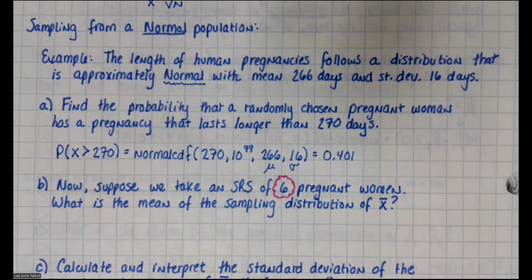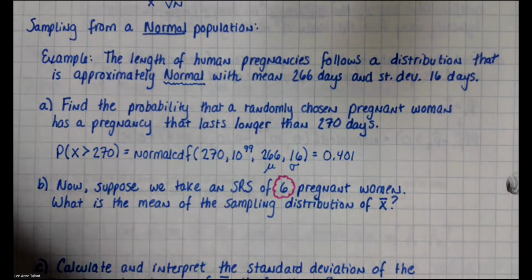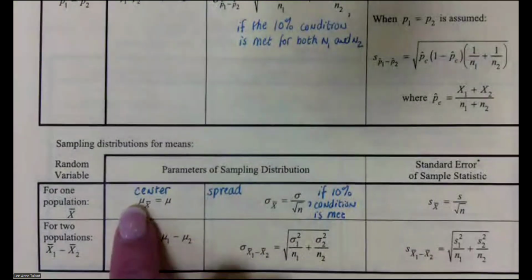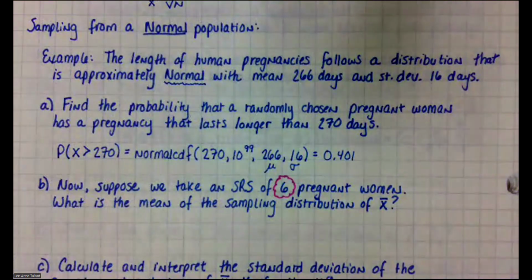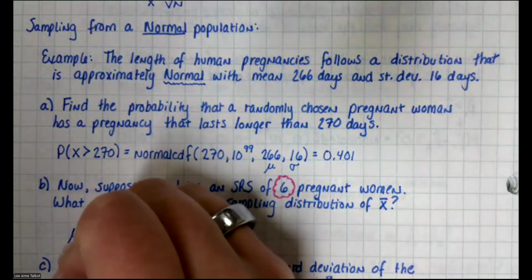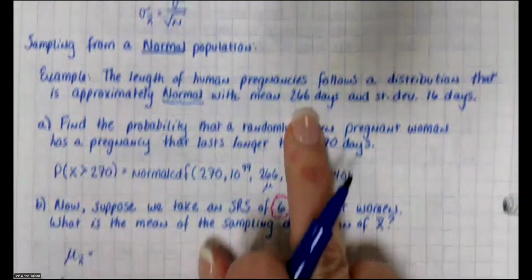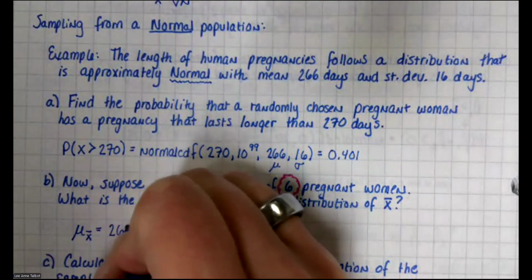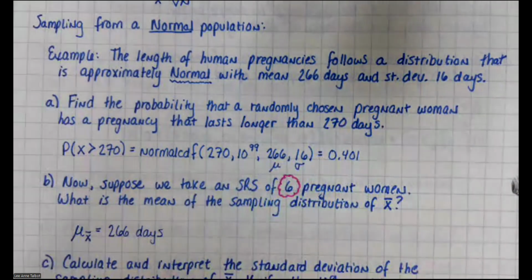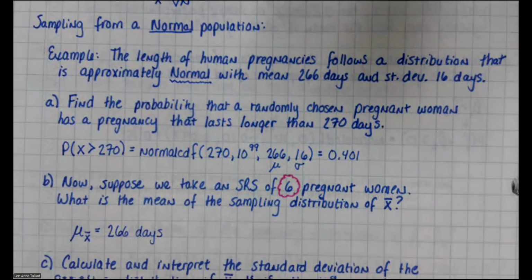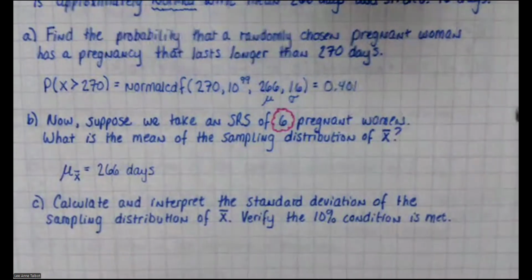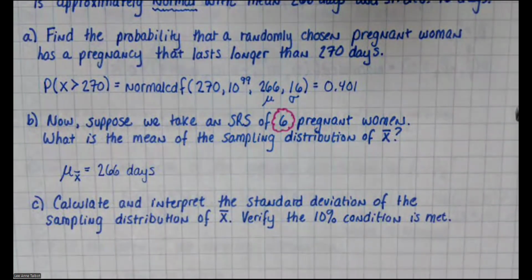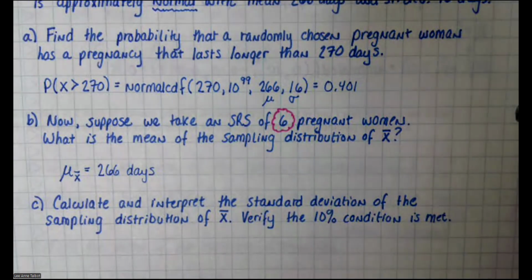It's asking what the mean is. Okay, so we go to our formula sheet. And it says the mean of the sampling distribution should be equal to the mean of the population. Great. The mean of the sampling distribution should be equal to the mean of the population, which is 266 days. I think that's my favorite question of all time. That's it. Yeah. The 6 doesn't come into play until standard deviation, because the center is still going to be 266 no matter what.